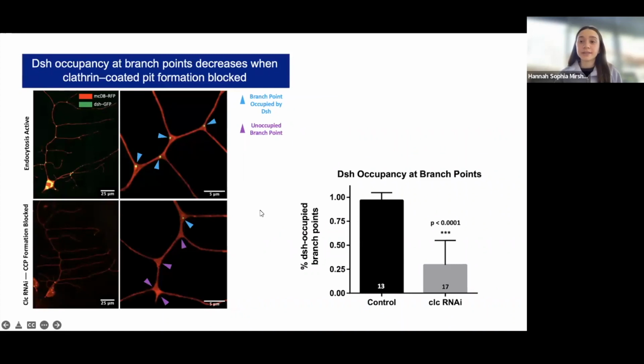We next decreased endocytosis altogether using Clathrin RNAi. Clathrin RNAi knocks down the expression of clathrin and in turn decreases clathrin-coated pit formation and endocytosis altogether. When endocytosis was active, we saw that most branch points were occupied by a disheveled puncta. However, when endocytosis was decreased altogether using the Clathrin RNAi, we saw that many branch points were now unoccupied by disheveled, and so disheveled recruitment to branch points generally decreased.